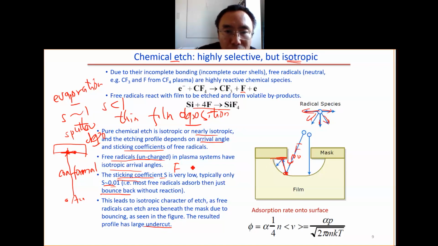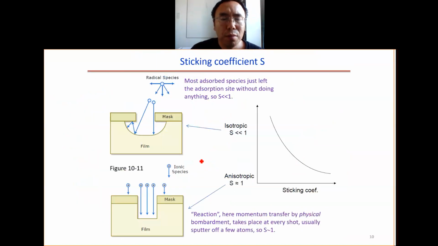For fluorine, the sticking coefficient is only 1%. For oxygen, the sticking coefficient may be higher, maybe 10%. It's much better. So again, this is the sticking coefficient. For fluorine, the sticking coefficient is much less than 1, so it is isotropic.